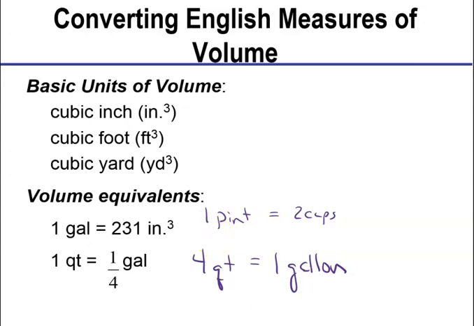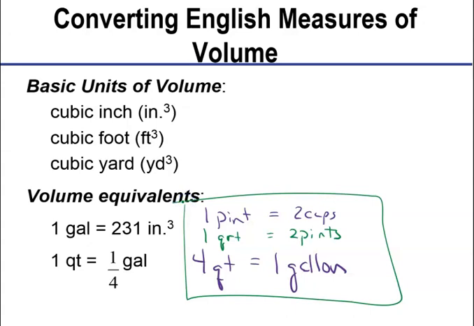1 quart is equal to 2 pints. And then we have, again, 4 quarts is 1 gallon. I didn't notice these in the homework, so I'm not stressing over you getting those values, but those are common values that we see when we're talking about volume equivalents.